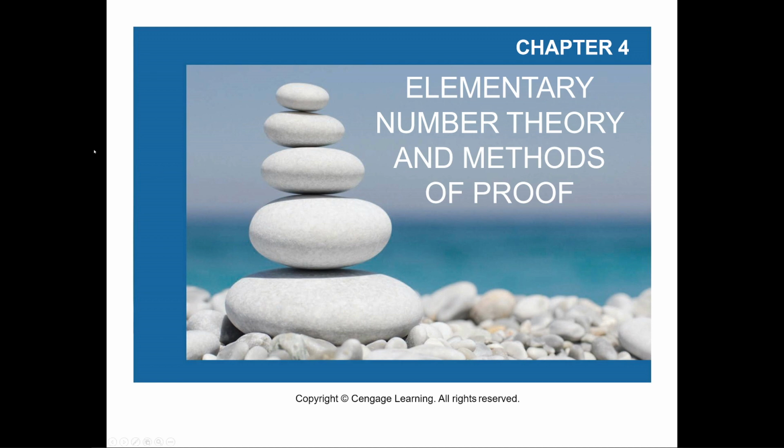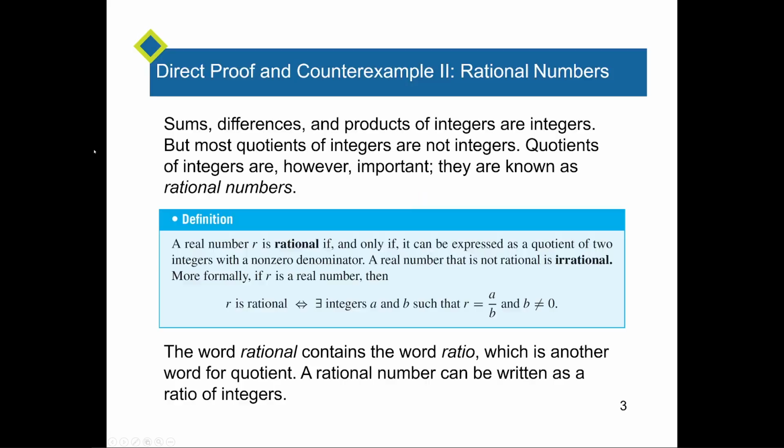So let's get started. Here we are at our first definition in this section, which is that a real number r is rational if and only if it can be expressed as a quotient of two integers with a non-zero denominator. This is very important here. A real number that is not rational is obviously irrational.